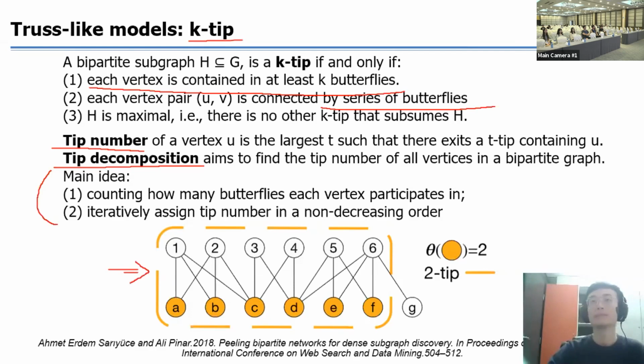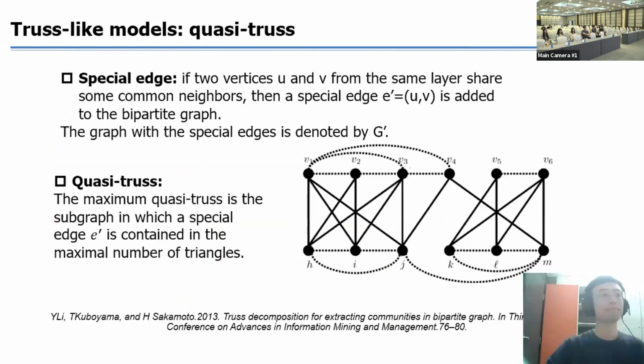Another truss-like model called quasi-truss is defined on bipartite graphs based on the concept of special edge. If two vertices from the same layer share some common neighbors, then a special edge is added into the bipartite graph. For example, in this figure, because H and I share common neighbors V1, V2, and V3, a special edge, denoted as a dotted line, is added into the bipartite graph.